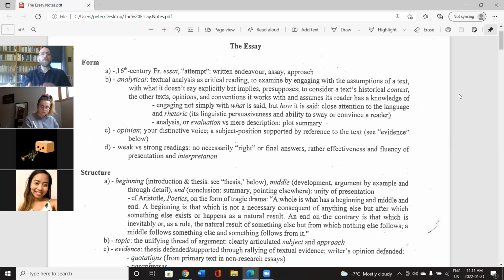So I'm asking you to think about what the text does to position you as a reader with relation to it. An analytical or a critical essay provides analysis or evaluation versus mere description or plot summary. Sometimes plot summary, that is revisiting the text and reminding your reader, that's me, of what happens is necessary.